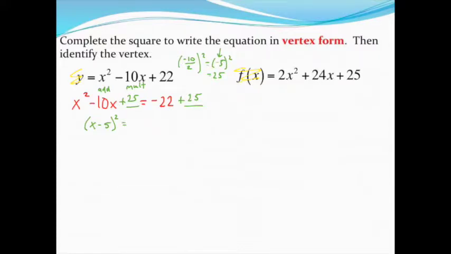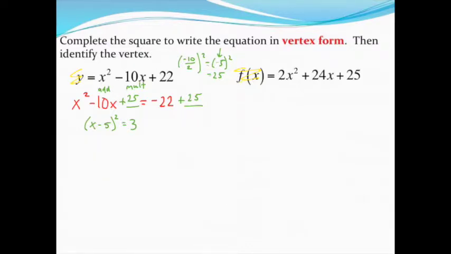I'll add the two numbers on the right side of my equation together. Negative 22 plus 25 is 3. And at this point, this is where you have to be really careful and ask yourself, what are you doing? If you're trying to solve the equation like we were in the previous videos, we would take the square root of both sides, but we're not trying to do that. We were just trying to rearrange this so it's in vertex form.